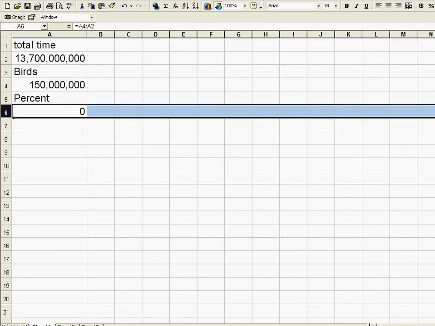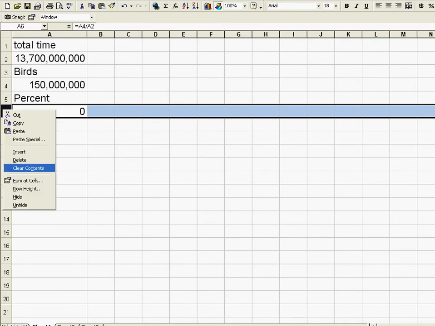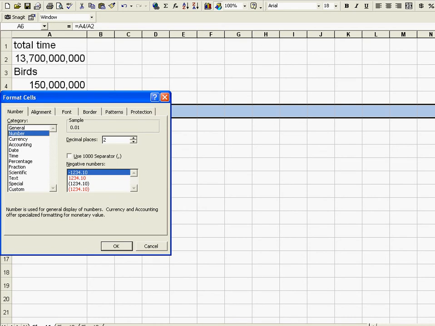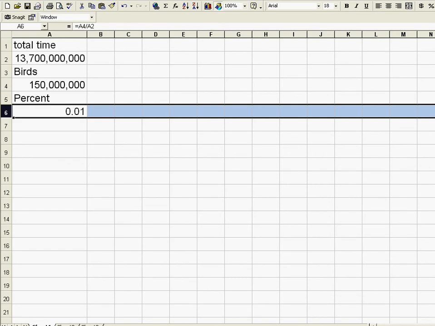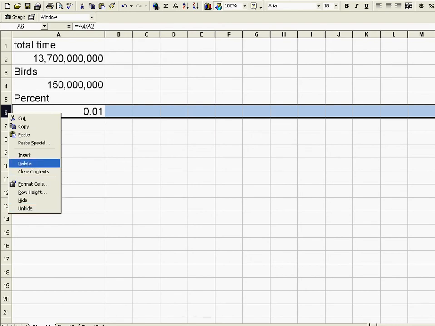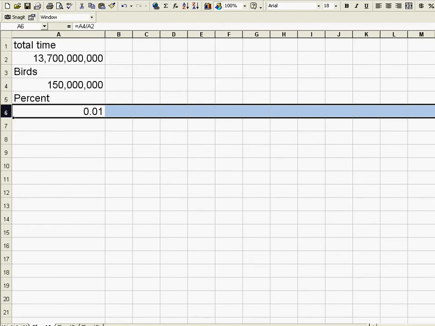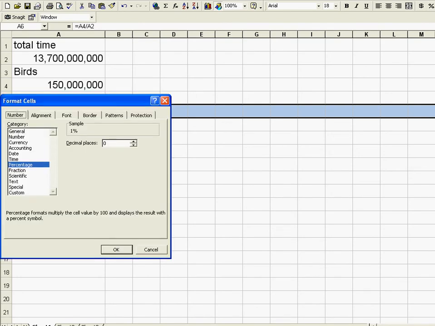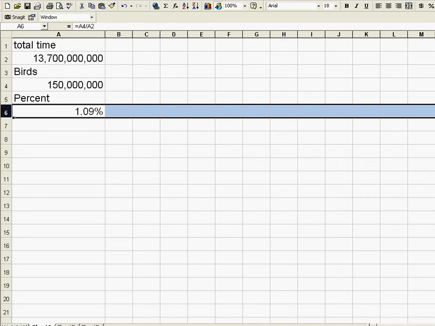Well, I think the reason that's happening is because when I formatted the cells, I said I didn't want to see any decimals. Well, I actually do need to see decimals. So I'm going to have 2 decimals show up. Okay, boom. And actually, that's such a small number, I think I'm going to have to put in a few more decimals. When I convert this into a percent, let's have some more decimal places show up. There we go. So, even though 150 million years is a big amount of time, it's actually only 1.09% of the total amount of time.